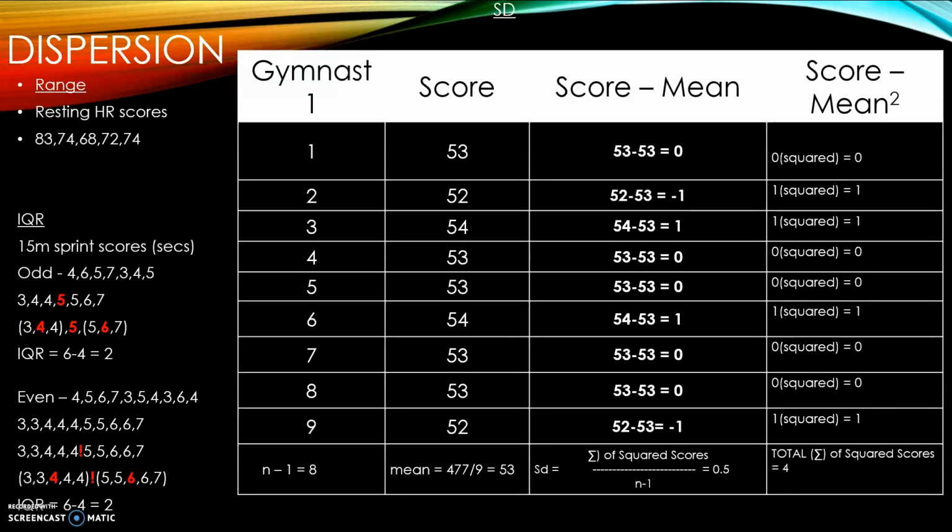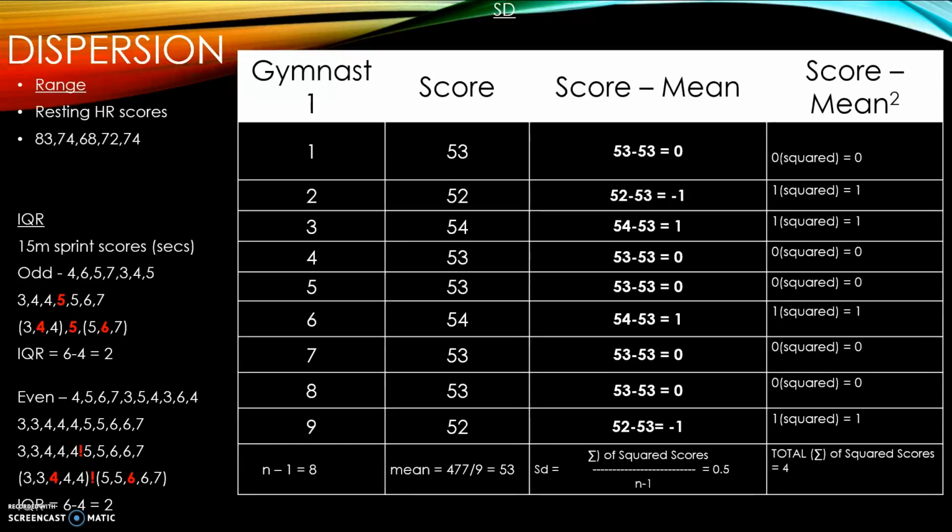Next is the interquartile range. The interquartile range is the first quartile taken away from the third quartile, and it shows you how much the middle 50% of your data set varies. The median divides the data set into two halves. The first quartile divides the bottom half, and the third quartile divides the top half.